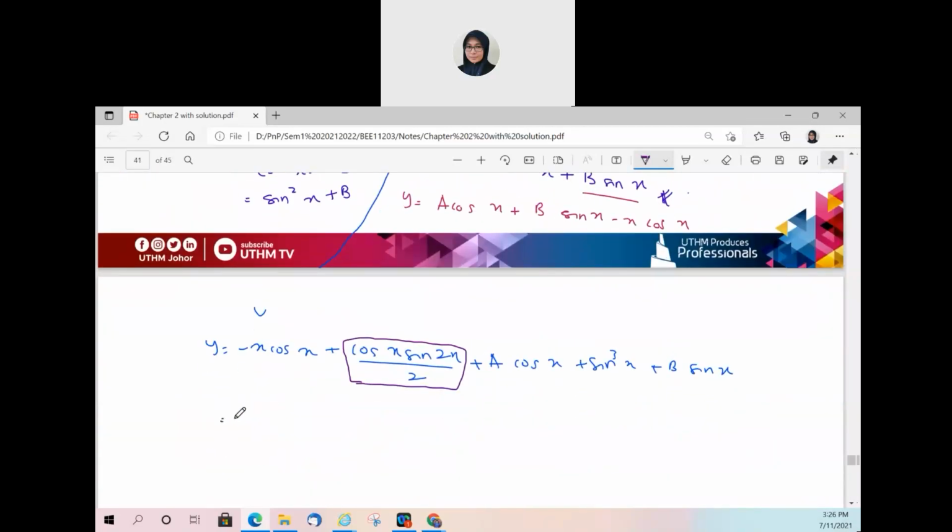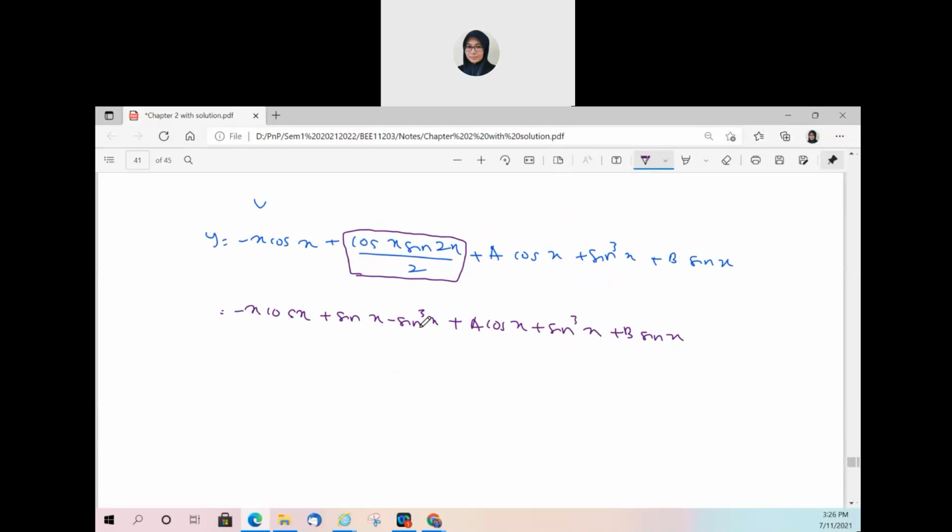Then y equals minus x cos x plus sin x minus sin cos 3x plus a cos x plus sin cos 3x plus b sin x. Then minus sin cos 3x plus sin cos 3x is cancelled. So now we have minus x cos x plus sin x plus a cos x plus b sin x.